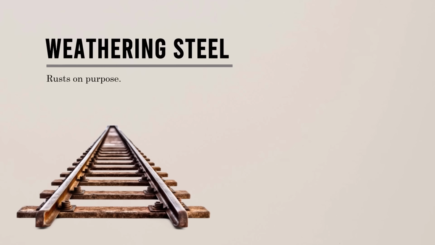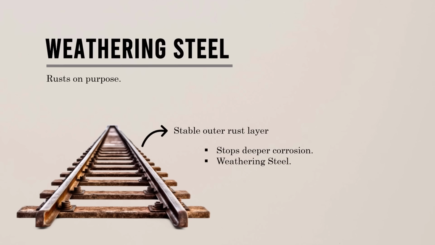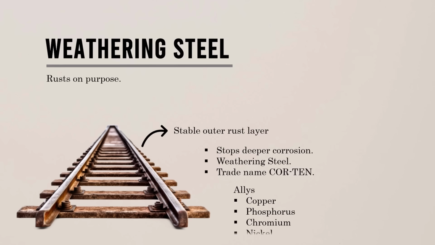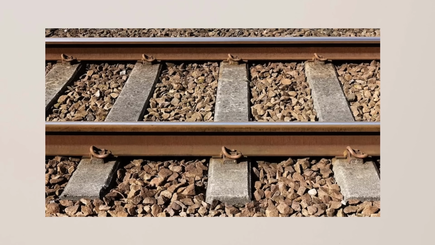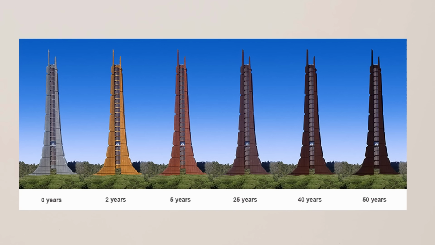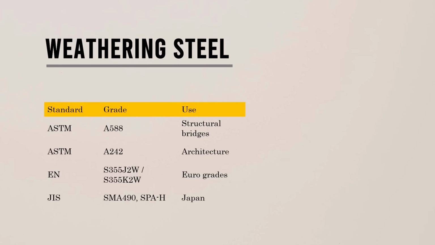Then we have weathering steel, which rusts on purpose but forms a stable outer rust layer that stops deep corrosion. That's why it's called weathering steel, often known and traded as Corten. The main elements are copper, phosphorus, chromium, and nickel. All help to form a protective oxide film. Used in bridges, railway tracks, and towers. And these are the popular grades.